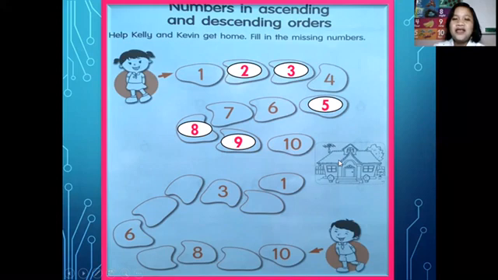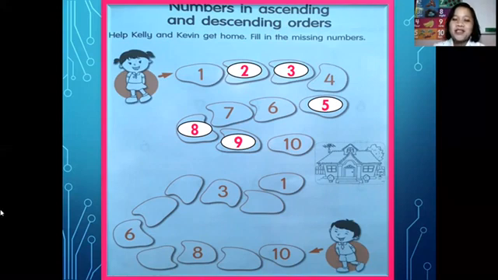So this is Kelly's home. From number 1 going to number 10. So this is an example of ascending orders. From the smallest to the greatest number. Do you understand? Yes? Good job.